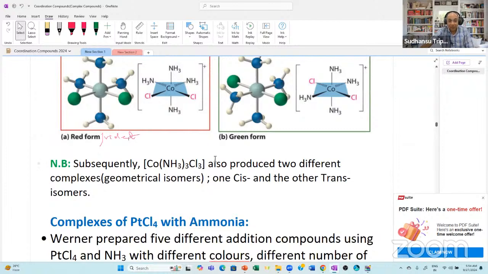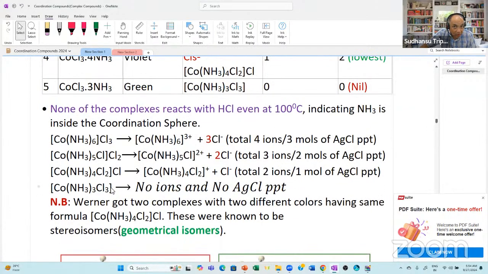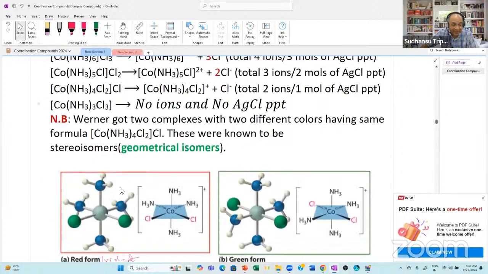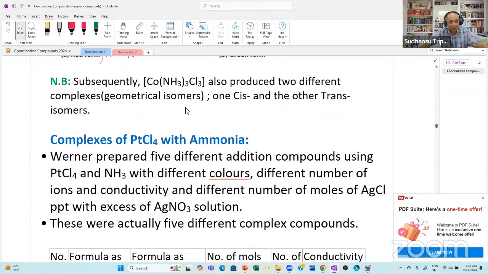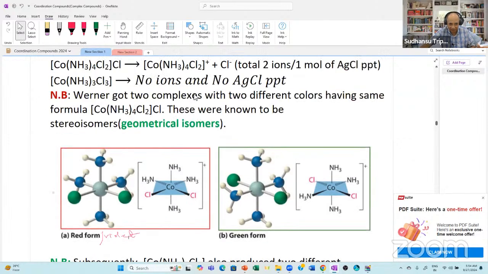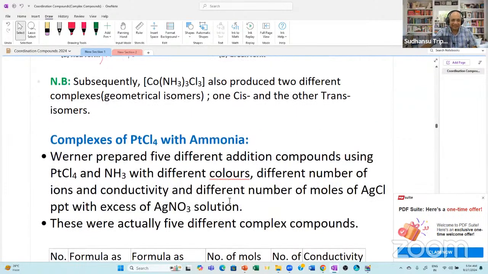Now subsequently, the last category, Werner could not find that. The possibility was 2, but he could not prepare. Subsequently, this 3,3 type, NH3 whole 3 and Cl3, the last category, there are also 2 different geometrical isomers that could be produced with different colors later on, right?